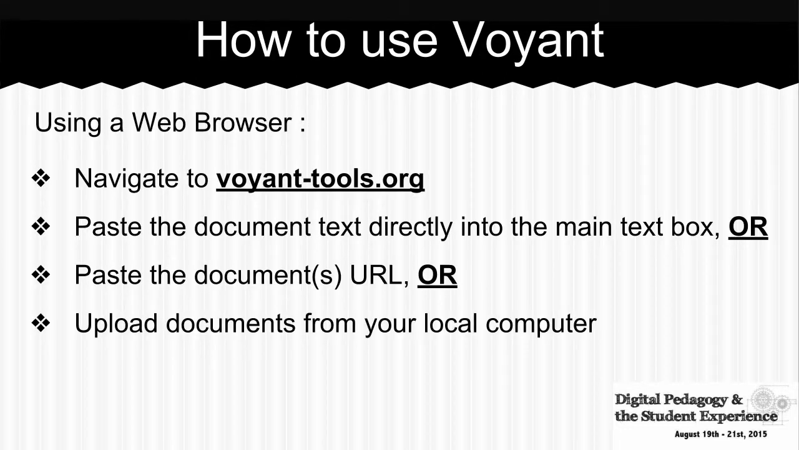How would you use Voyant? Once you've navigated to the Voyant landing page, voyant-tools.org, you can either paste the document text in the main text box or paste the document's URL. If you're comparing different bodies of work with different URLs, make sure you place each URL on a separate line. Or you can upload the documents from your local computer by clicking the Upload button located at the bottom left of the main text box.